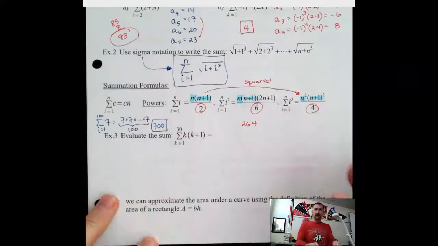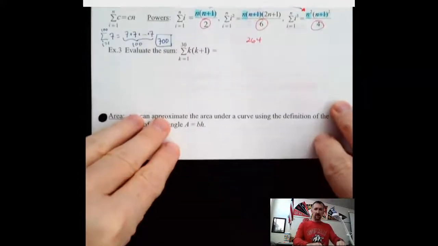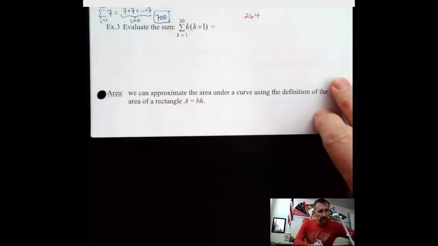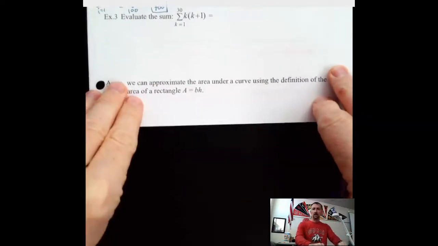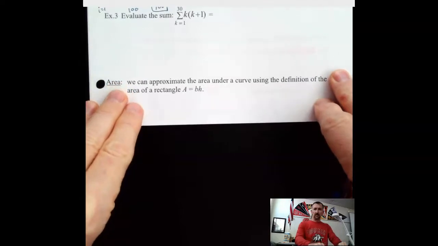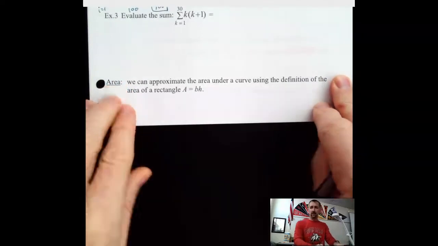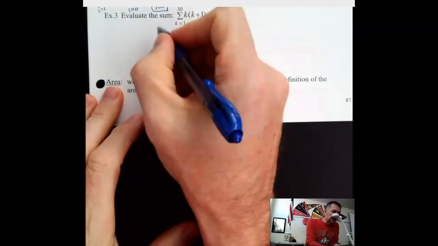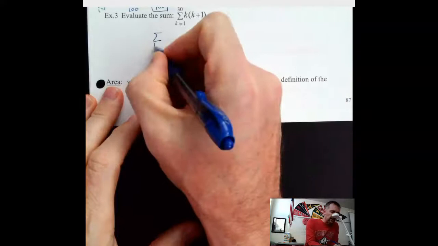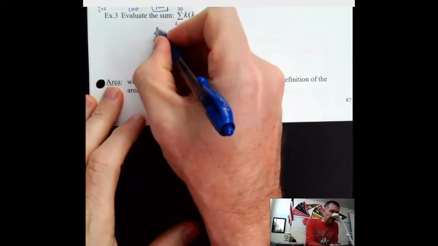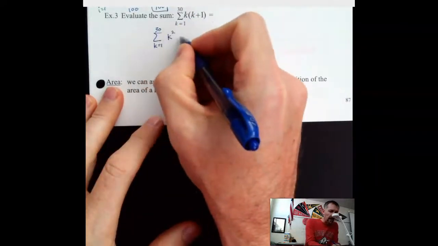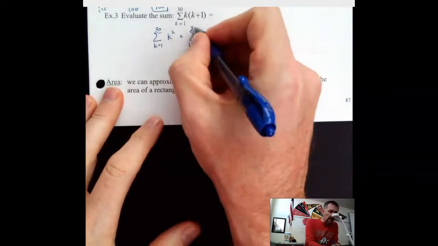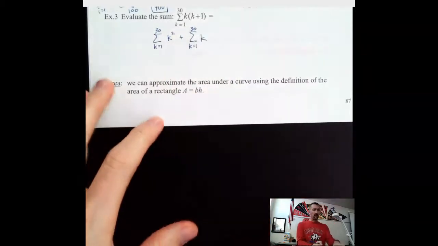Okay, evaluate this sum using those formulas, and I would suggest that you try to do it without looking at them. Although you probably can still see yours unless you put a piece of paper over it. So the first thing I would do is distribute that k and then separate this into 2. So we've got the sum from k equals 1 to 30 of k squared plus k.